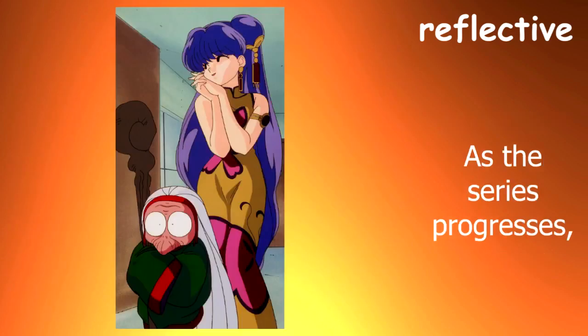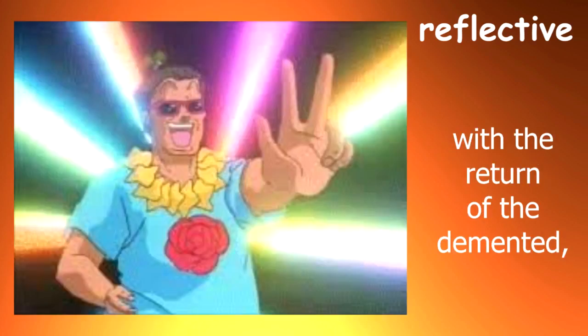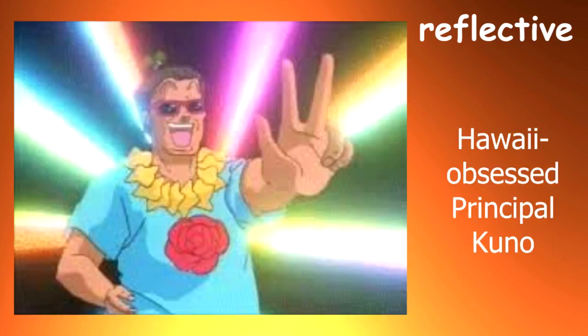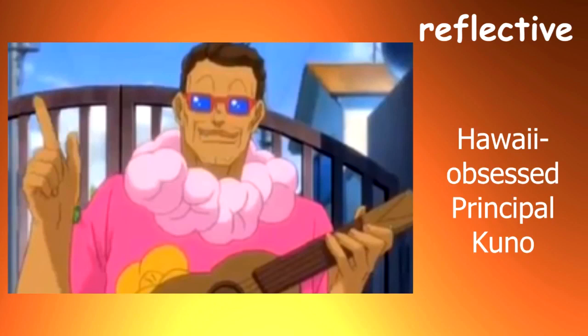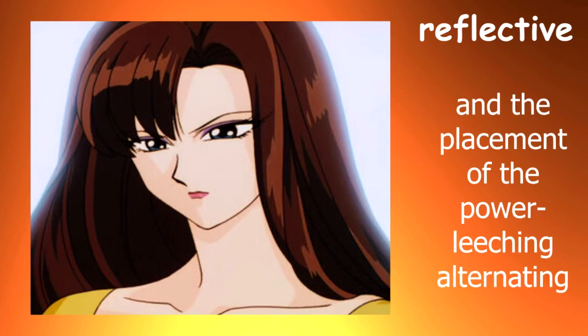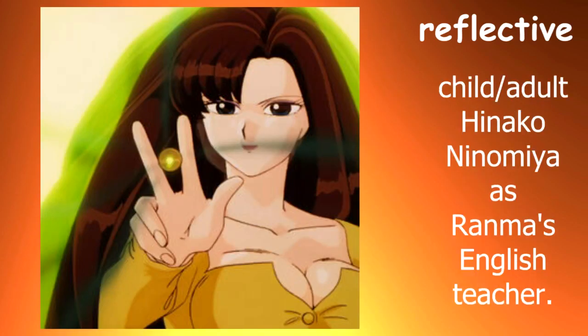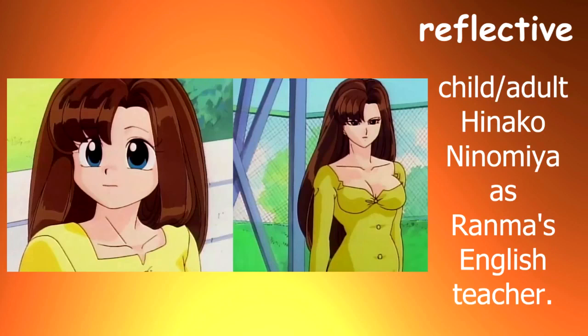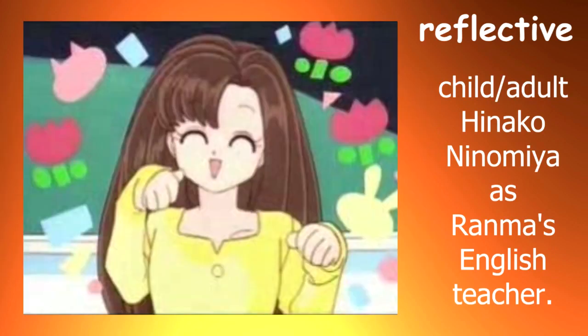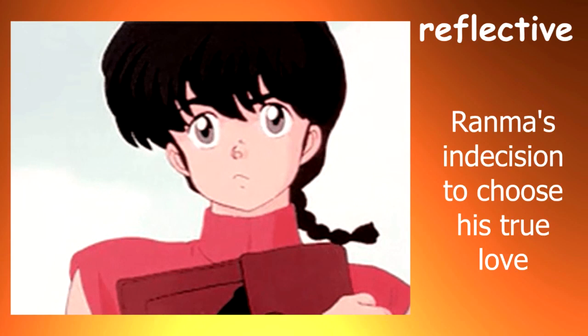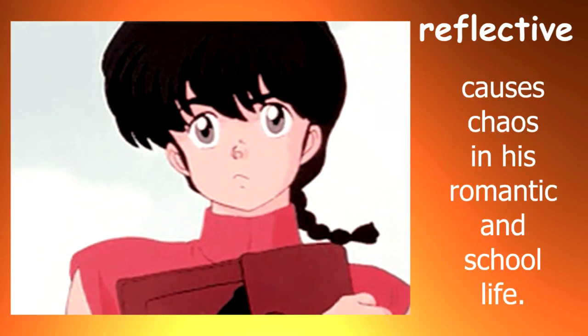As the series progresses, the school becomes more eccentric with the return of that demented Hawaii-obsessed principal Kuno and the placement of the power-leeching, alternating child-adult Hinako Ninomiya as Ranma's English teacher. Ranma's indecision to choose his true love causes chaos in his romantic and school life.